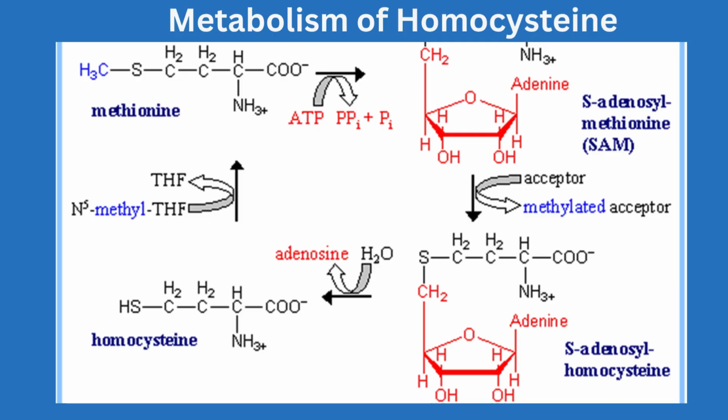An example is norepinephrine being methylated to form epinephrine. S-adenosylhomocysteine is subsequently hydrolyzed to form homocysteine and adenosine, as indicated on the screen. Two things could happen to homocysteine, as will be explained in the next slide.